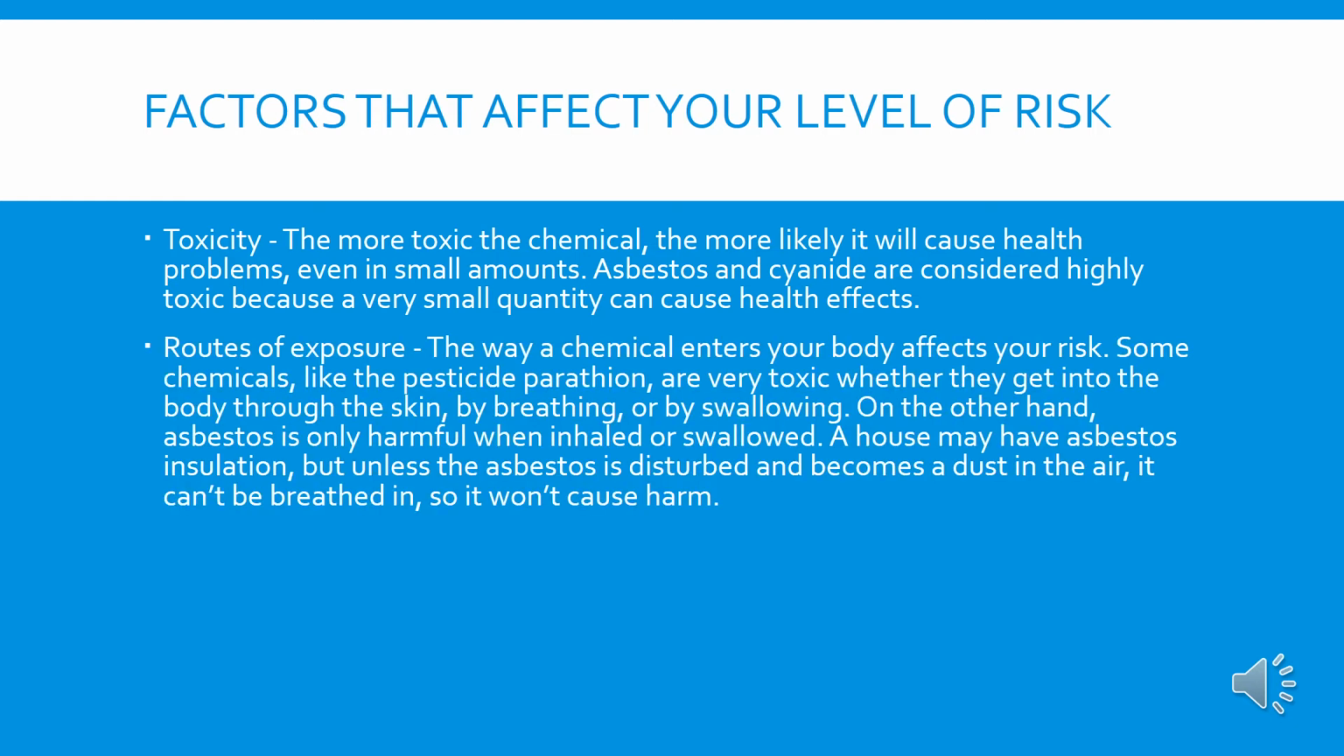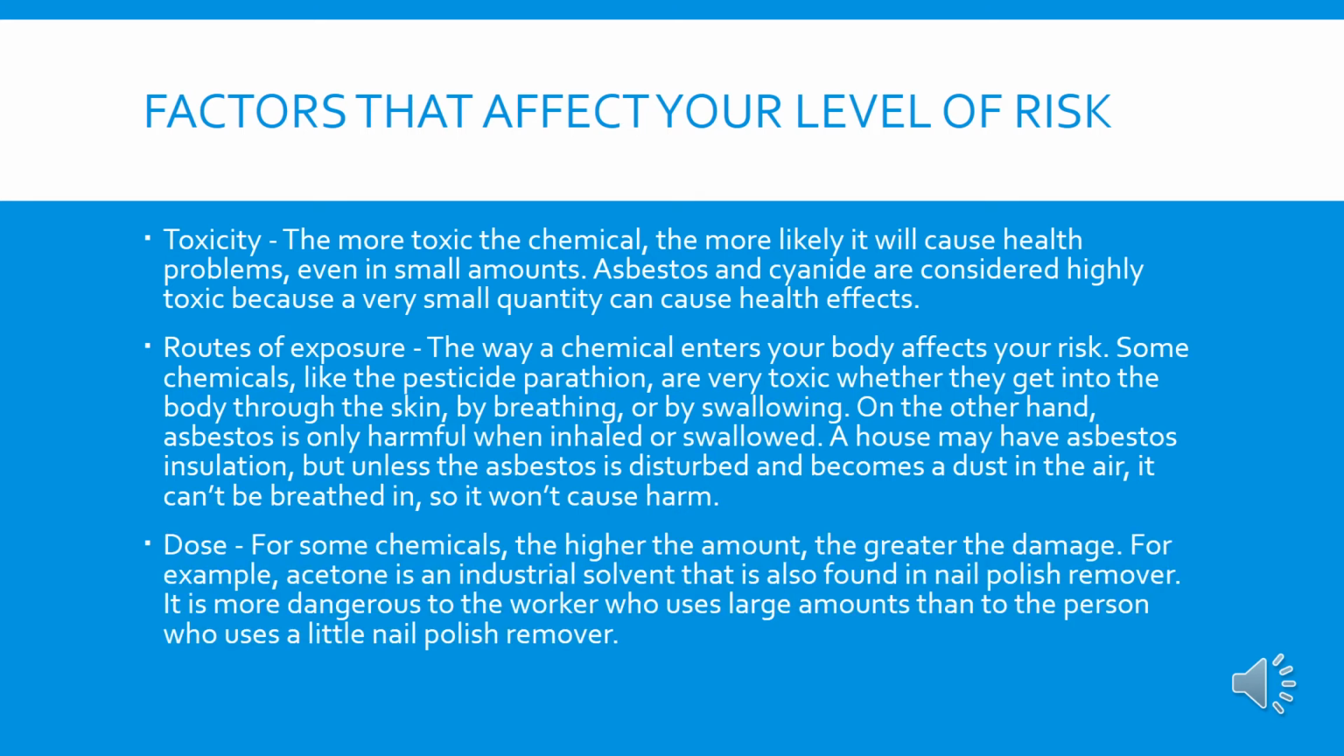Routes of exposure. The way a chemical enters your body affects your risk. Some chemicals, like the pesticide parathion, are very toxic whether they get into the body through the skin, by breathing, or by swallowing. On the other hand, asbestos is only harmful when inhaled or swallowed. A house may have asbestos insulation, but unless the asbestos is disturbed and becomes a dust in the air, it can't be breathed in, so it won't cause harm.